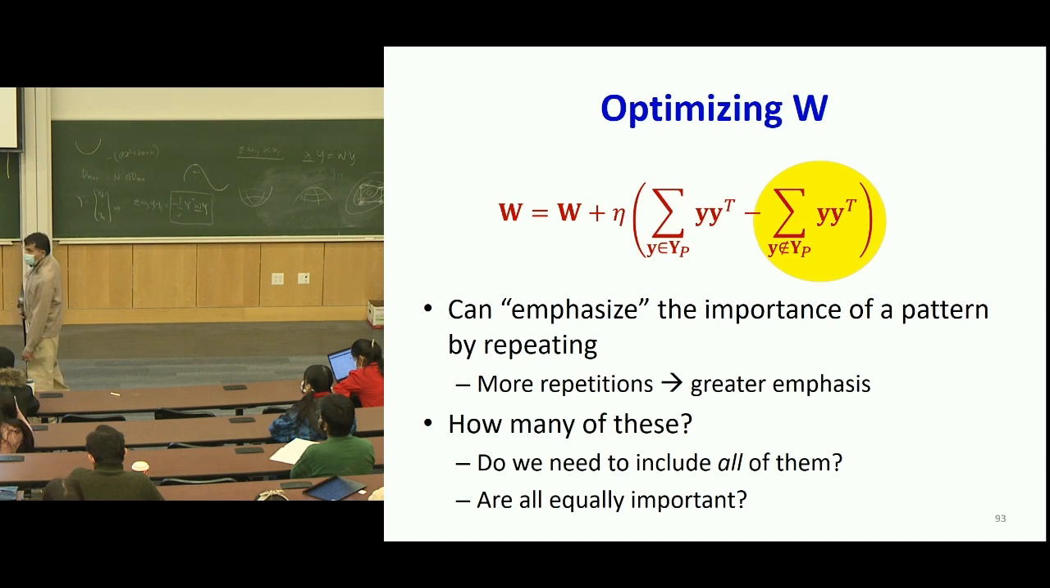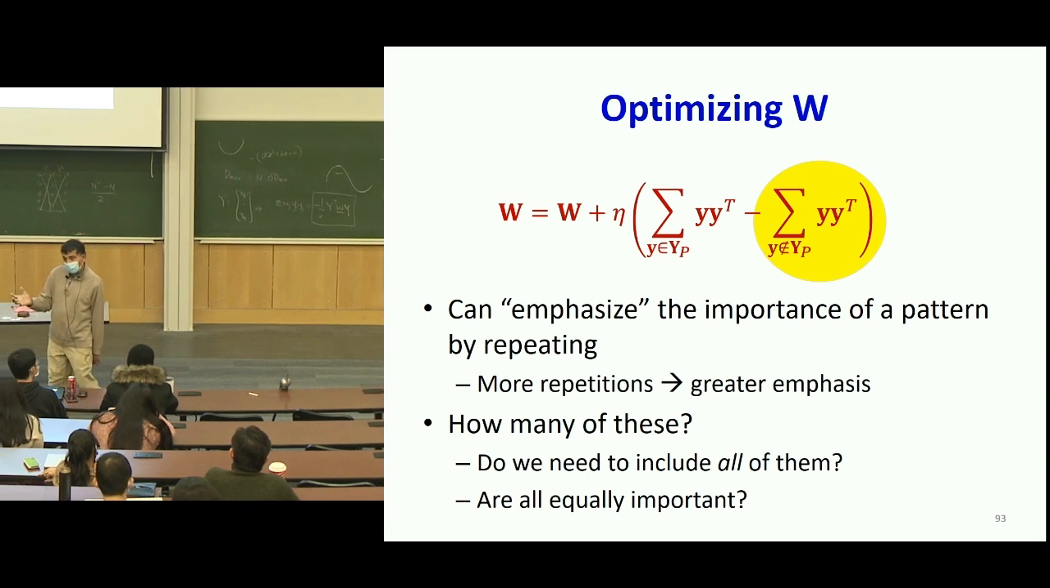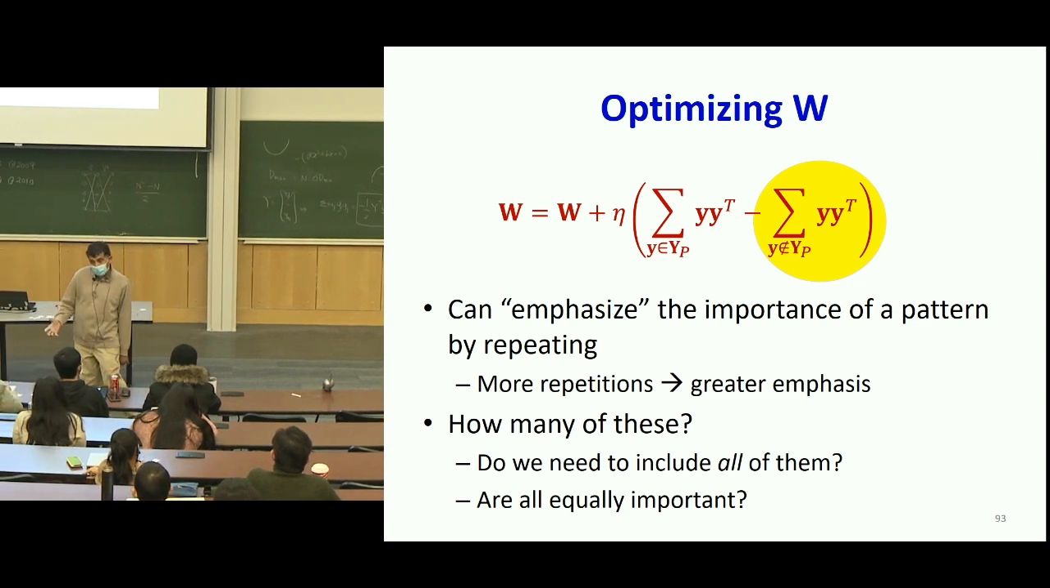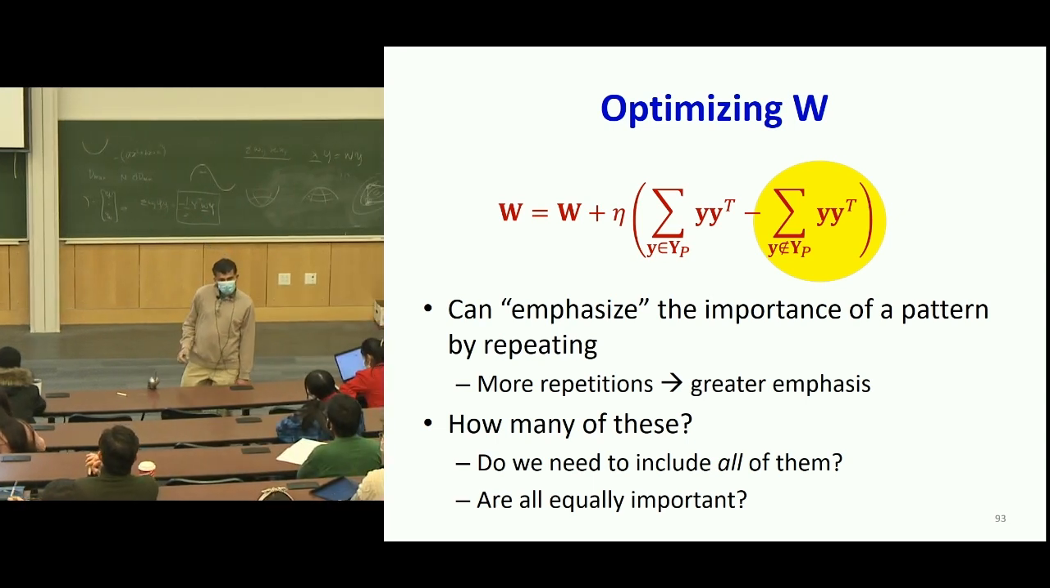The second term is a problem. How many patterns do I have that I don't want to remember? That's going to be exponential. If I have an n-bit network, I have 2 raised to n possible patterns, right? Of these, I may be trying to store up to maybe n patterns, but the remaining is still 2 raised to n, more or less. And so the second term has to be summed over an exponential set. And that's going to be too much, right?